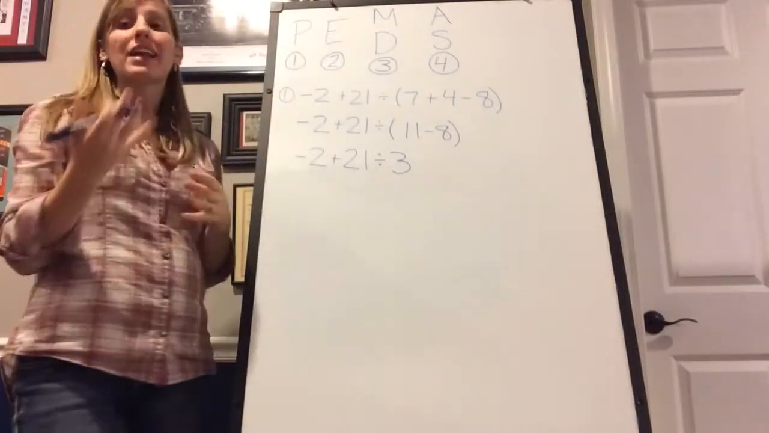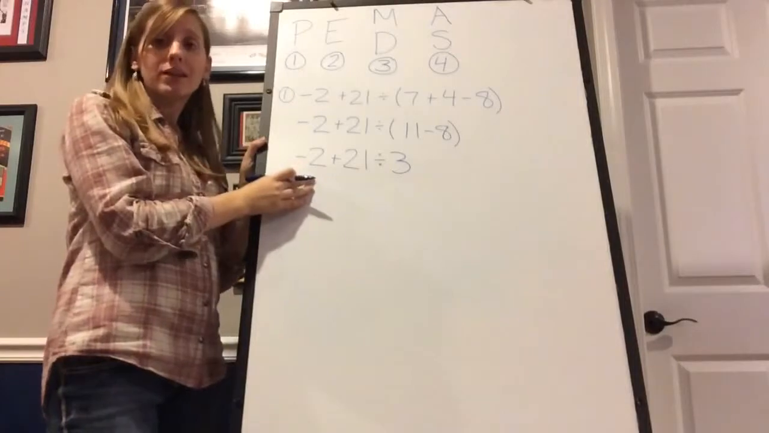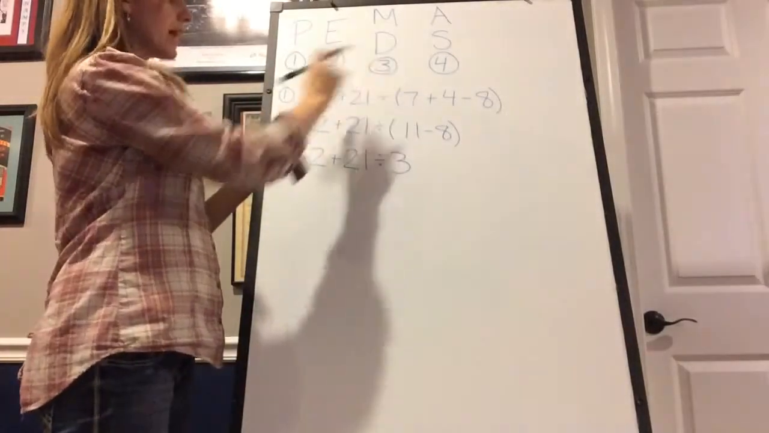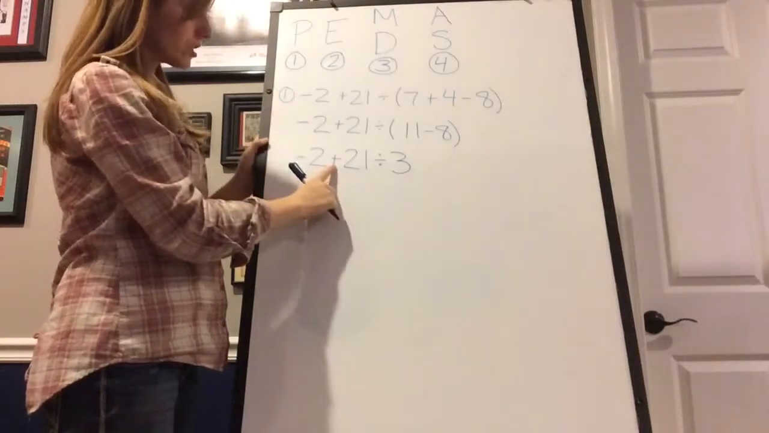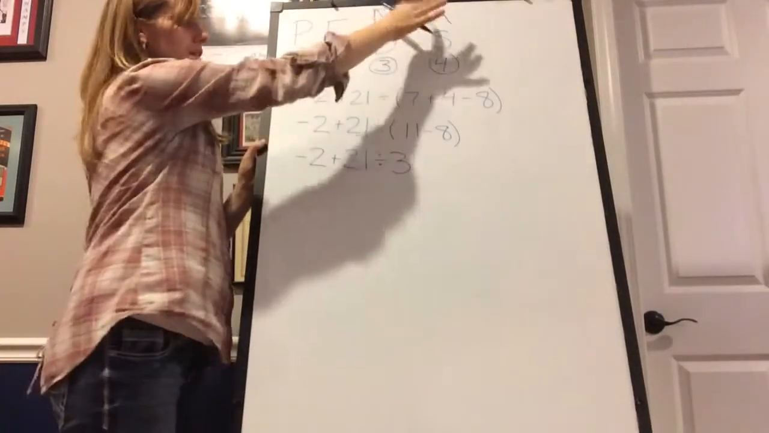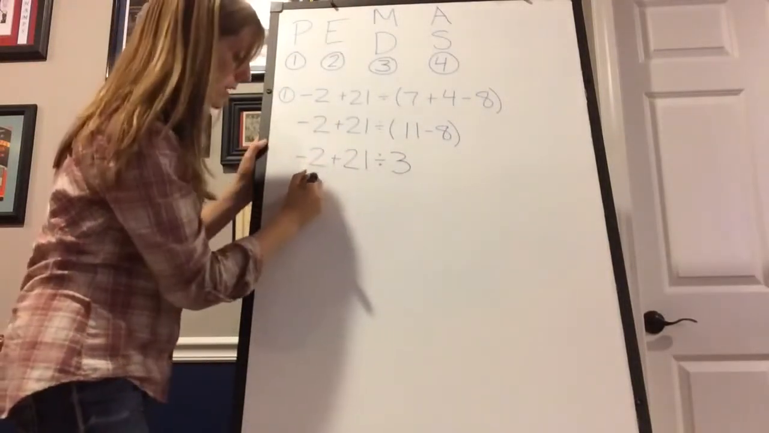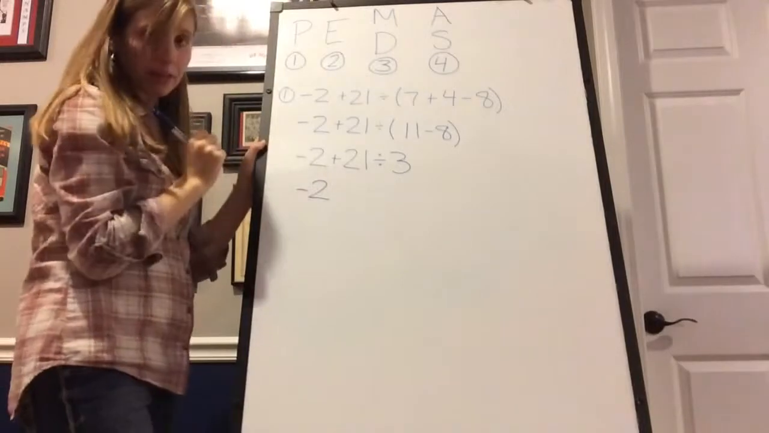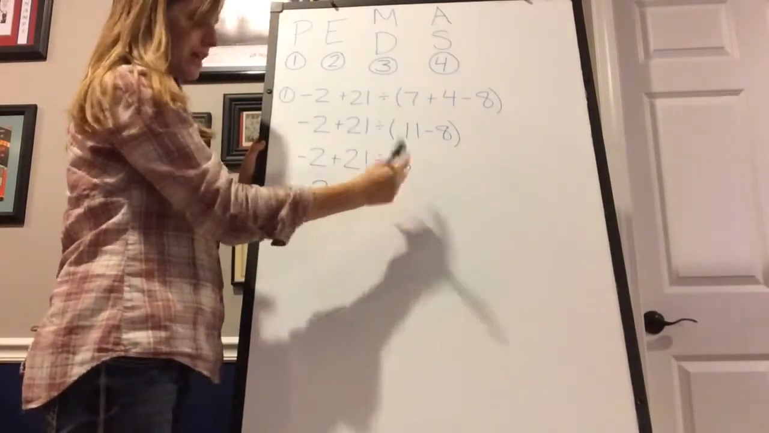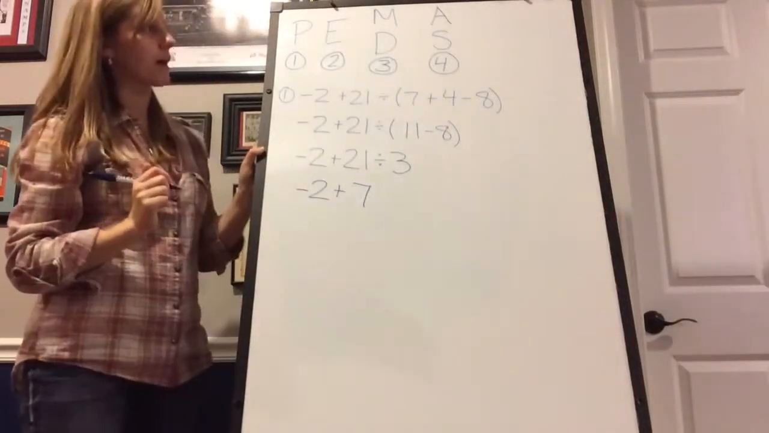Next, we're supposed to do any exponents. Well, looking at my problem, there are no exponents, so I can skip that step. Move on to multiplying and dividing. Well, I have addition here and division here. Division comes before addition, so I need to divide 21 by 3. That means my -2 stays the same, plus 21 divided by 3 is +7. So 7 comes down in that spot.